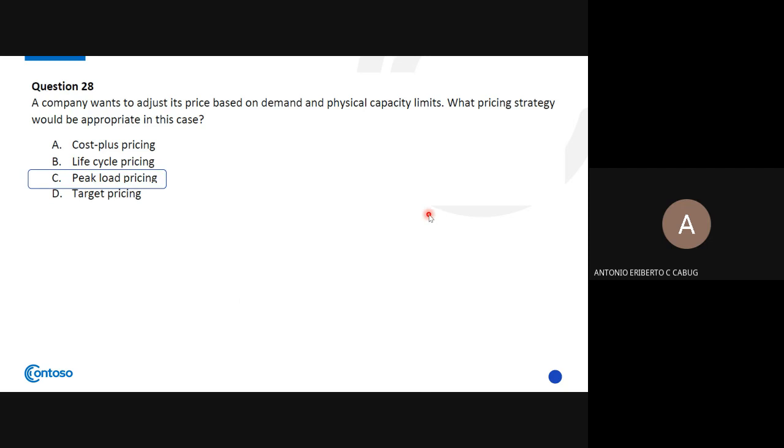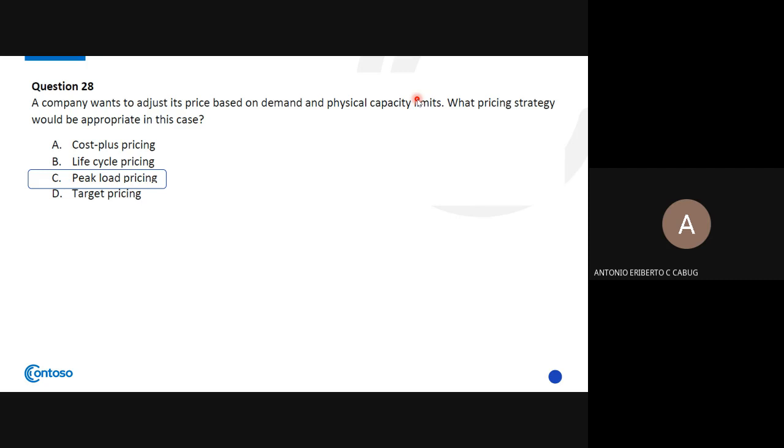Peak load pricing. Okay? They adjust the price based on demand and physical capacity limits. Kuha niyo? For example, pag summer, maraming demand for tourism. The demand for flights are high during summer and Christmas season. So during summer and Christmas season, mataas yung presyo.